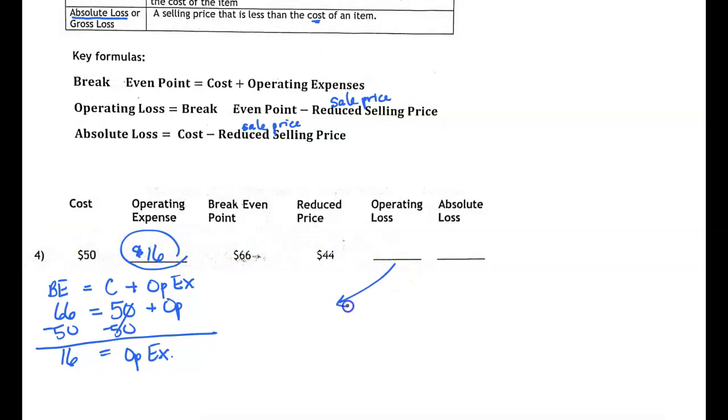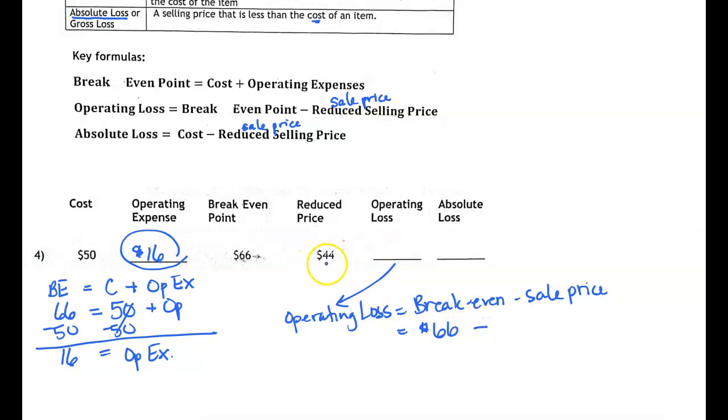For an operating loss, it means that you're selling the item for less than the break-even point. So the operating loss is looking at the break-even minus the sale price for the item. The break-even was $66. Now remember, the break-even means that in order to not make money or lose money, the item should be sold for $66. However, the sale price of the item was $44. So the store sold the item for less than their break-even, and that loss is a $22 loss.